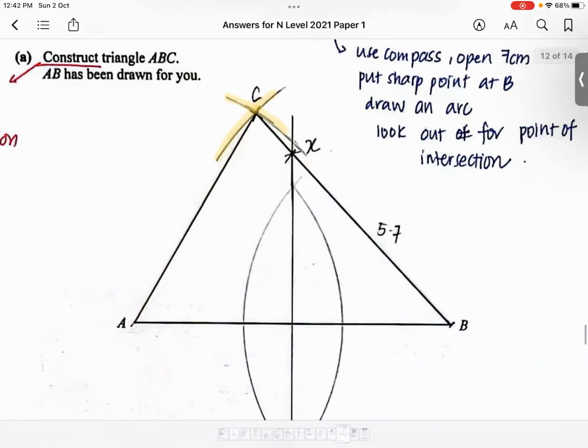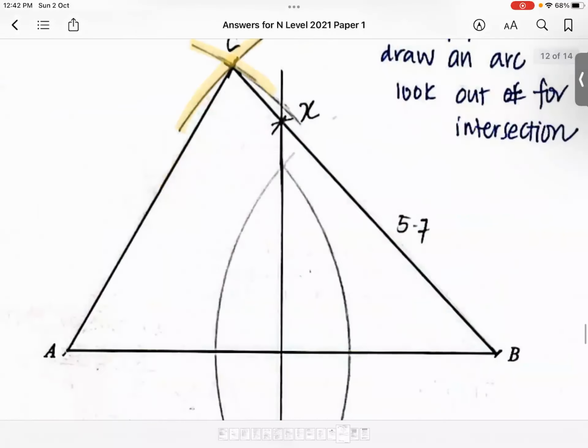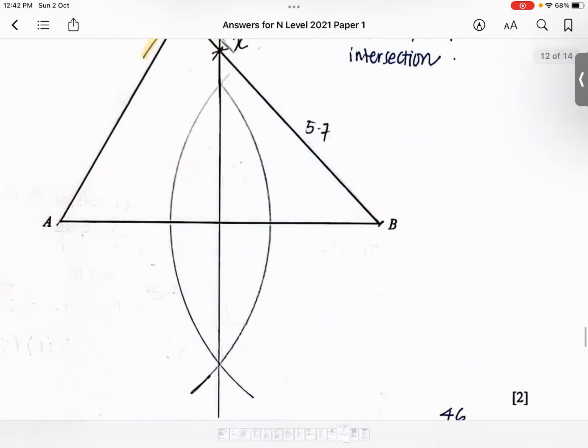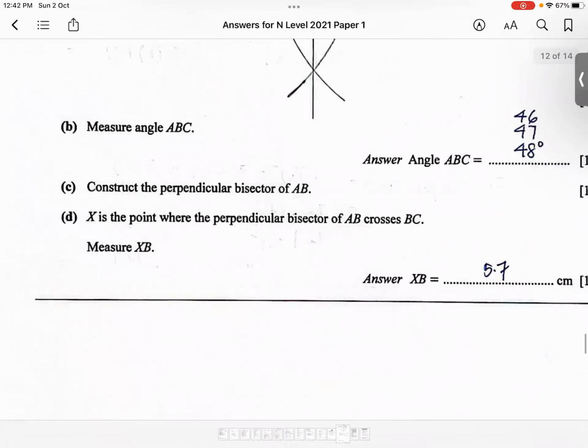Just for your caution, some of you draw the perpendicular bisector, you only draw half this way, right? Please make sure you have the top and the bottom. You need the whole line, right? So do not just draw it halfway. Draw the whole thing.